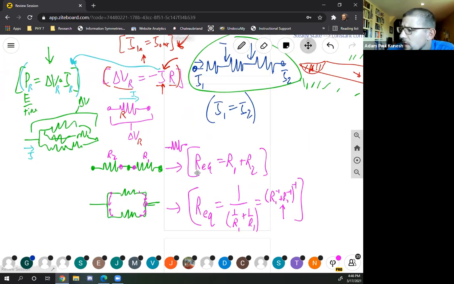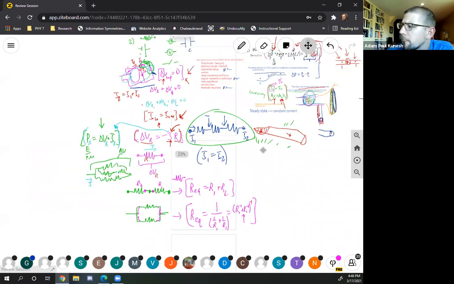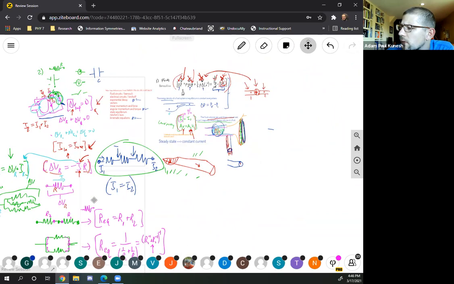Usually we do resistor reduction with the goal of finding either the total voltage across that area or the battery current. Usually that's why we end up doing resistor reduction. Cool. What else?